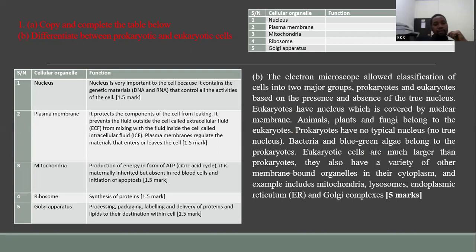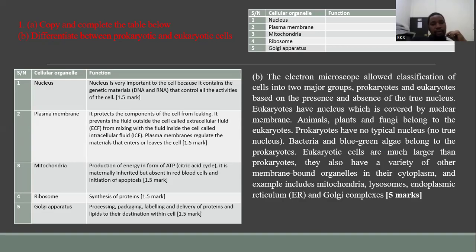Plasma membrane, what is the function of the plasma membrane? We talk about different functions of the plasma membrane. One of them is that it separates the intracellular and extracellular, forming a barrier protecting the organelles, the cell components, from the extracellular surrounding.